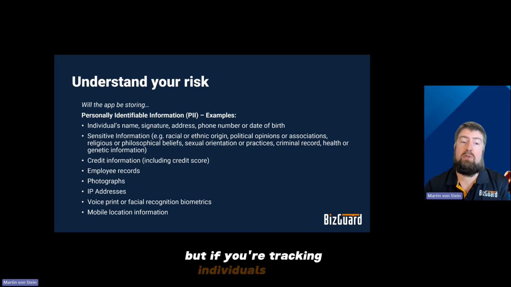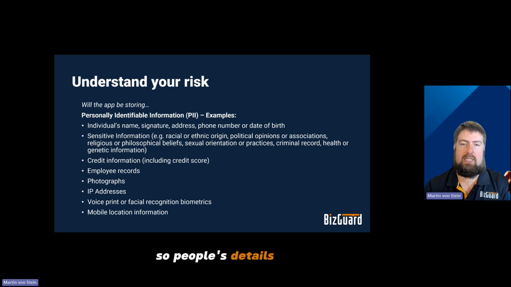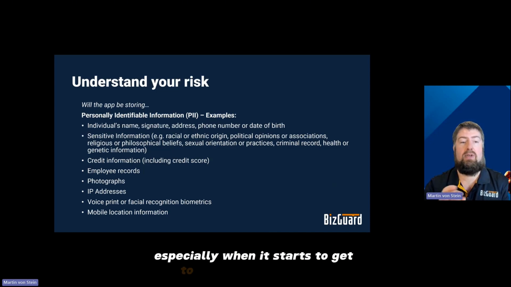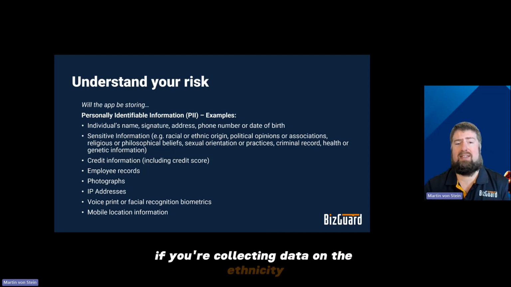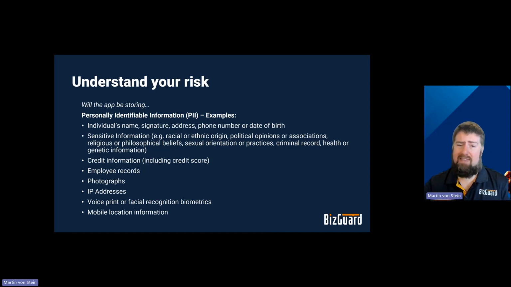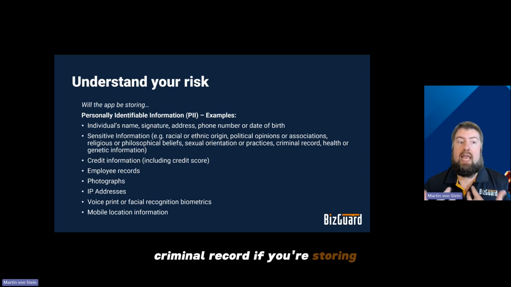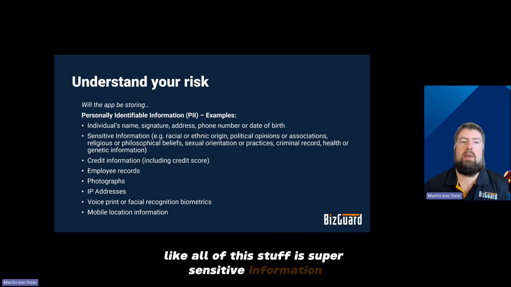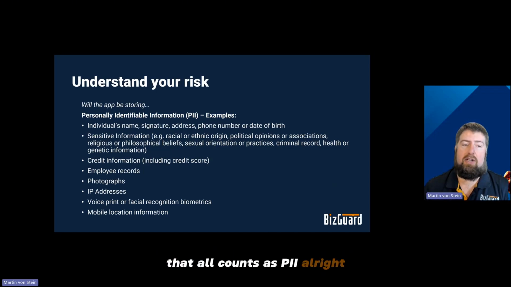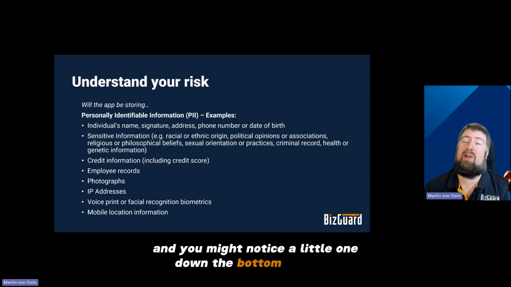But if you're tracking individuals' details, so people's details, that's a big problem, right? Especially when it starts to get to sensitive information. If you're collecting data on their ethnicity, racial origin, their political opinions, associations, affiliations, sexual orientation, criminal record, if you're storing health data, all of this stuff is super sensitive information. That all counts as PII. All right, credit information, employee information, photographs, and you might notice a little one down the bottom, their IP addresses.